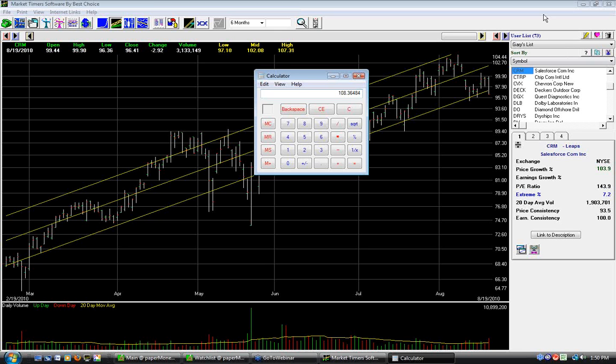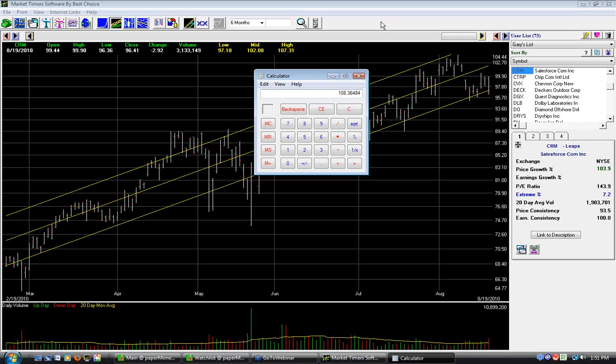Well, 108, guys, is a little bit past that 90% of price movement, isn't it? And the strike increments were in $5, so you'd have to look at the 105s or the 110s.